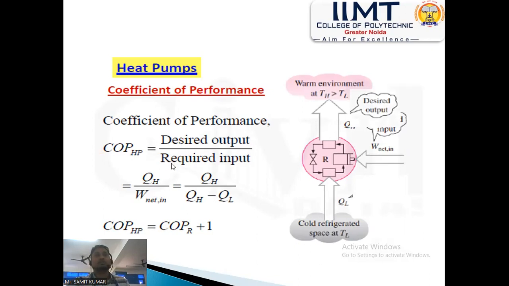We can write the equation: COP of heat pump is desired output upon required input. Here the desired output is the higher temperature of the space. So we can write it as higher heat upon work input, which is also written as higher heat upon higher heat minus lower heat. If the lower temperature decreases, the COP of the heat pump increases. After some calculation we get COP of heat pump equals COP of refrigerator plus 1, which means the COP of the heat pump is always greater than the COP of the refrigerator.